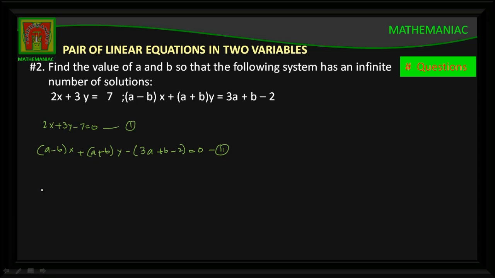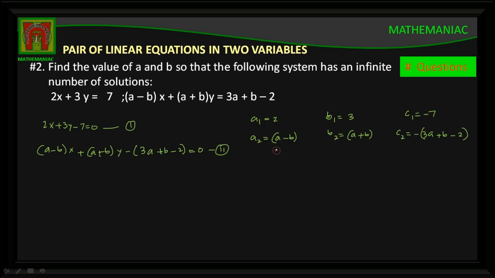This is number 2. Now can you just write here what is A1? Yeah, you can compare. That is 2. Then B1 is 3 and C1 is minus 7. Great. Now what is A2? Yeah, it's A minus B. And then what is B2? It is A plus B. And what is C2? Yes, it is minus of (3a plus b minus 2). Great. So you have compared everything, right, with the standard form.